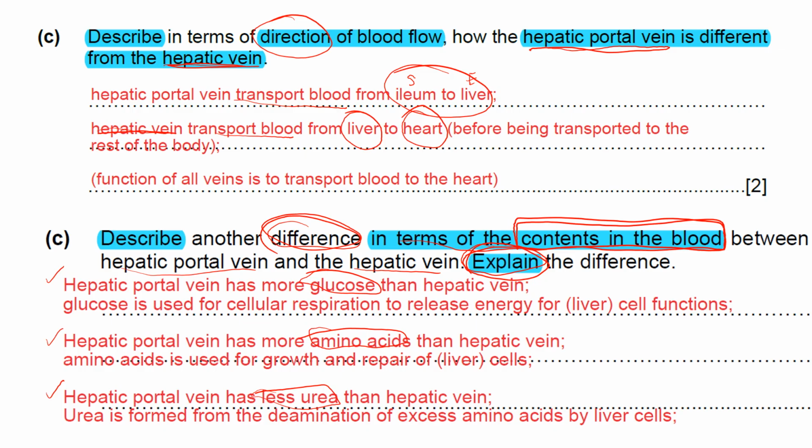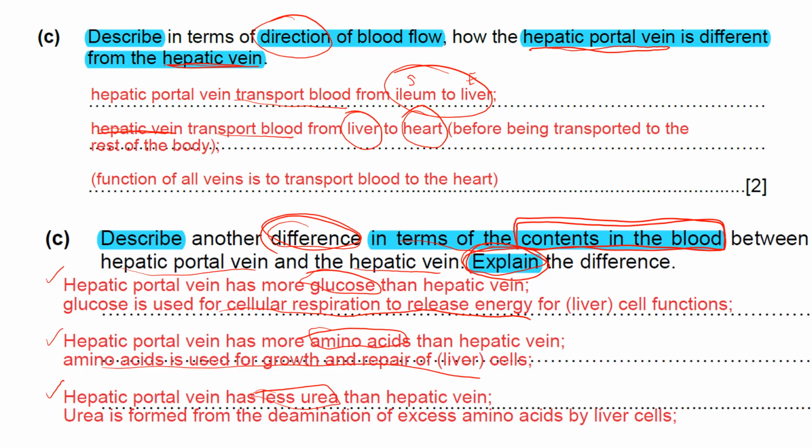So glucose is being used for cellular respiration in the liver to release energy. So that's the reason why when the glucose exits the liver, it is lesser, because the liver already used up some. Okay, why is it that amino acids is lesser? Because the liver uses some amino acids for growth and repair, already been used up.